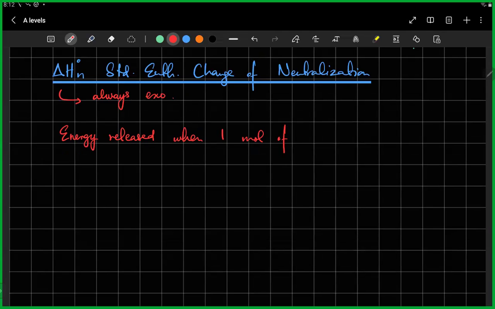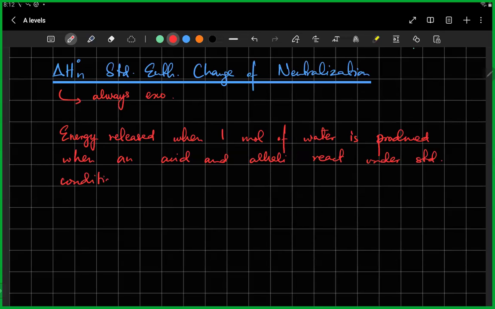हाँ, लेकिन it's not 1 mole of acid and 1 mole of water. बाकी सही है, बिल्कुल सही है. It's when 1 mole of water is produced from the reaction between an acid and an alkali under standard conditions. ठीक है, so 1 mole of water is produced when, acid और alkali के moles जो मर्जी हो, they could be more than one. When an acid and alkali react under standard conditions. So ठीक है, that's what delta HN is.